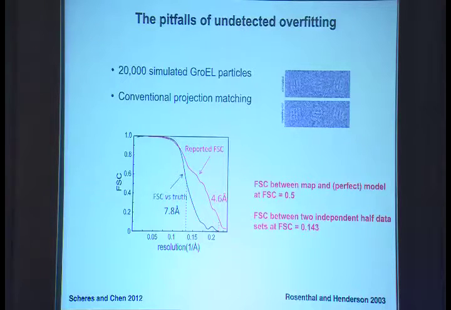One of the things to remember is that Peter Rosenthal and Richard Henderson in 2003 devised what one should report as a resolution. If you have two independent half data sets, and this is important, which means that the data sets were separated from the start of the refinement, then you use an FSC of 0.143 to calculate the resolution. And if you have a map and a perfect model, in this case GroEL, where we have a PDB, then you report an FSC of 0.5.